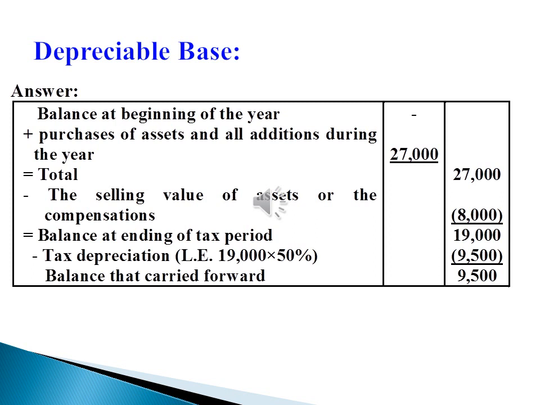Answer. Balance at beginning of year 0 that shifted from the preceding year 2016, plus purchases of assets and all additions during the year 27,000, total 27,000. The selling value of assets or the compensation negative 8,000. Balance at ending of tax period amounted to 19,000. Tax depreciation equals 19,000 times 50%, the depreciation rate of computers. Then the remaining balance that can be carried forward amounted to 9,500 livres Egyptian.